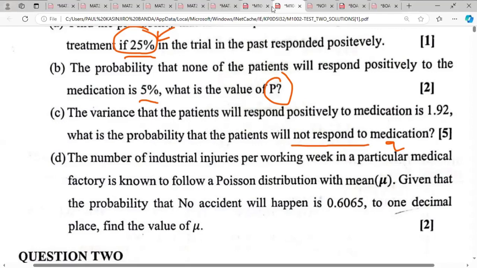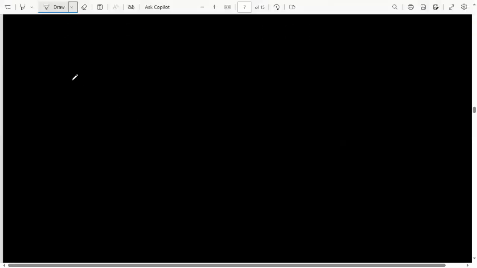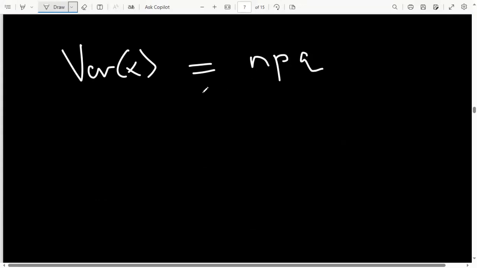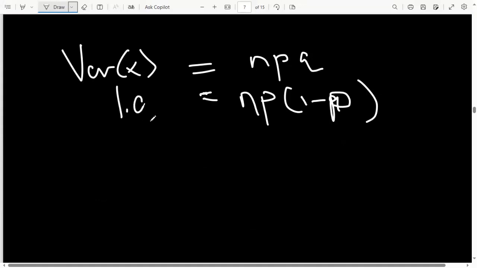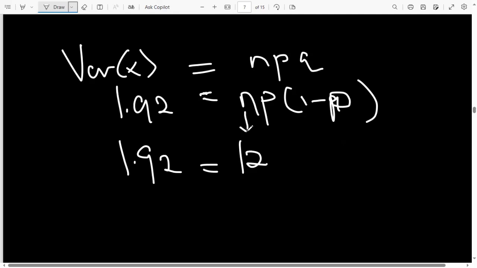Under binomial distribution, we have special formulas for the variance and for the mean. The variance of the random variable x under binomial distribution is given by npq, and q is just 1 minus p. There we were given the variance as 1.92. And in this trial, we're dealing with a fixed number of people, which is 12. So our n is 12. And then we have a p, and 1 minus p.